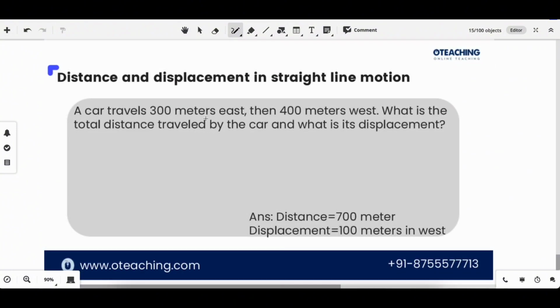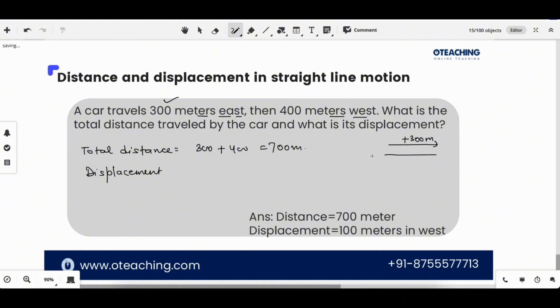Okay, a car travels 300 meters east, 400 meters west. What is the total distance traveled? You can easily guess. The total distance is 300 meter plus 400 meter, that is 700 meter. Okay, and then what is the displacement? You moved 300 meter east, so 300 meter east is plus 300 meter, and then you moved 400 meter west, so 400 meters. So what is the net displacement that happens?